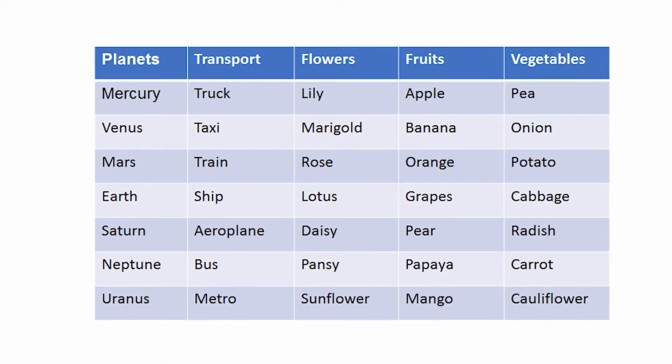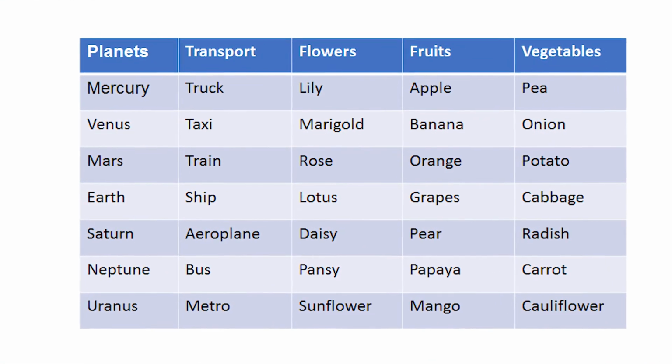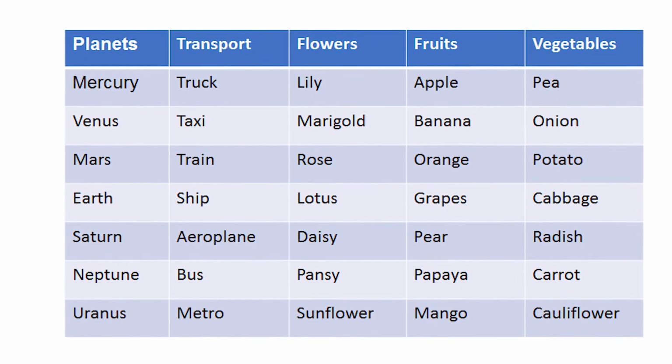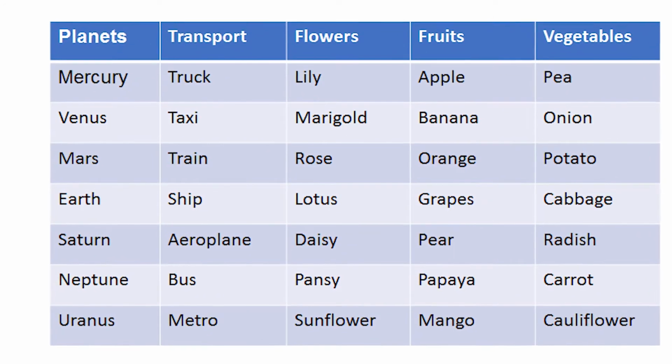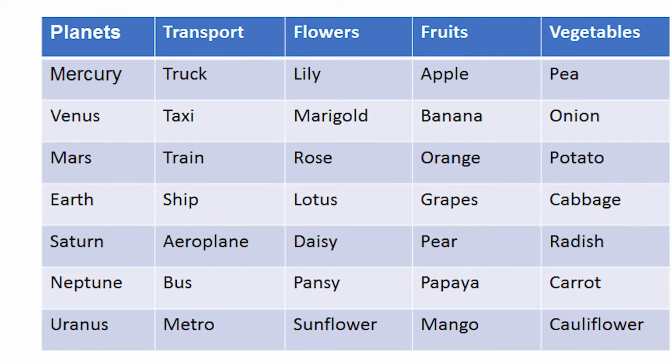You may see the order in this table is a result of separating like things from the unlike ones. And here we have separated and classified the items into five different groups. And these are planets, modes of transport, flowers, fruits, and vegetables. So, thus, classification is an attempt to bring order in a chaos. This illustrates that classification helps to organize and simplify the world around us.